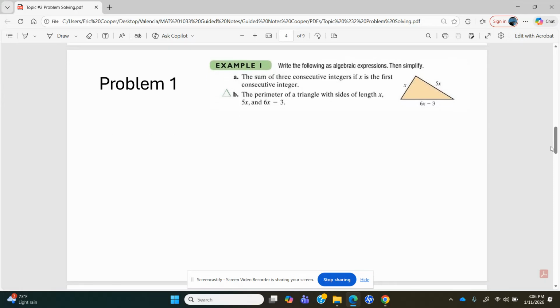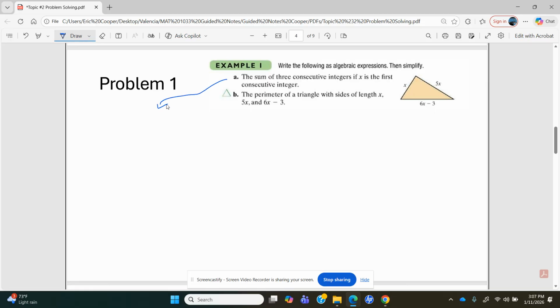Let's go ahead and begin here with our first problem. Here we want to write the following algebraic expressions and simplify if we need to. And we've got two different problems. Let's start with letter A. We want the sum of 3 consecutive integers if x is the first consecutive integer.